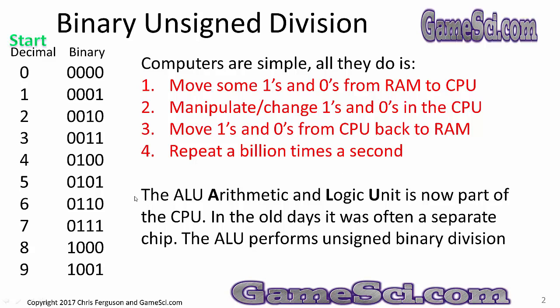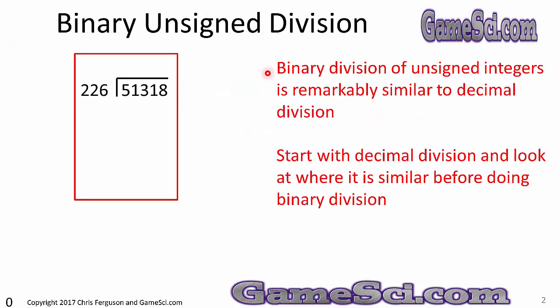The ALU, arithmetic and logic unit, is now part of the CPU. In the old days, it was often a separate chip. But today, you generally integrate the ALU with the CPU. And it's the ALU that performs the unsigned binary division. Binary division of unsigned integers is remarkably similar to decimal division. Start with decimal division and look at where it's similar before doing binary division.